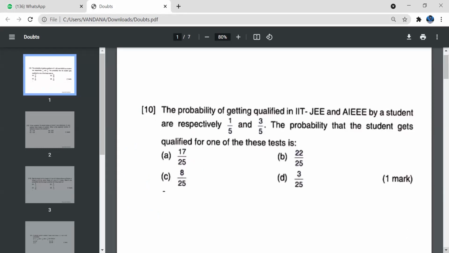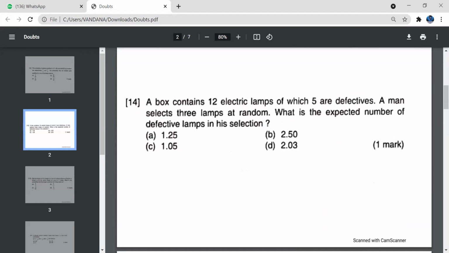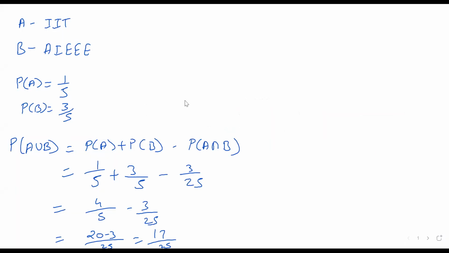Then the next one. A box contains 12 electric lamps, of which 5 are defective. A man selects 3 lamps at random. What is the expected number of defective lamps? We just did this. There are 12 electric lamps, 5 are defective, so 7 are non-defective.